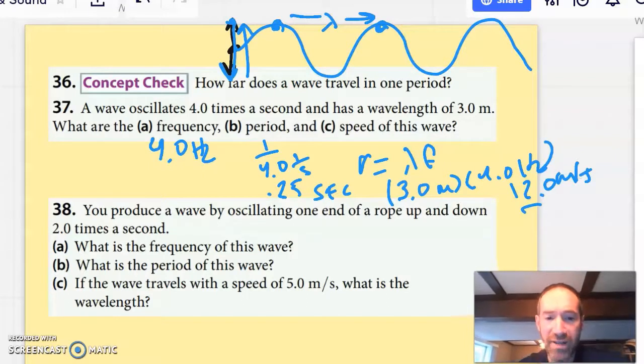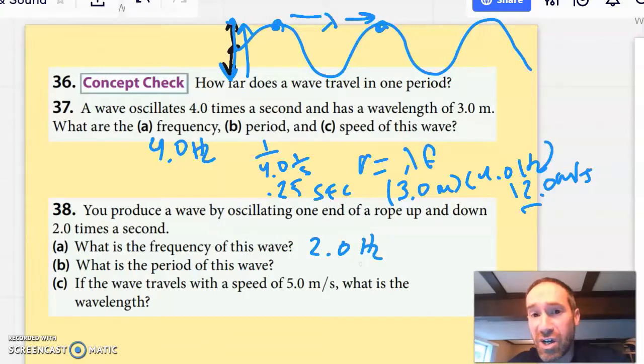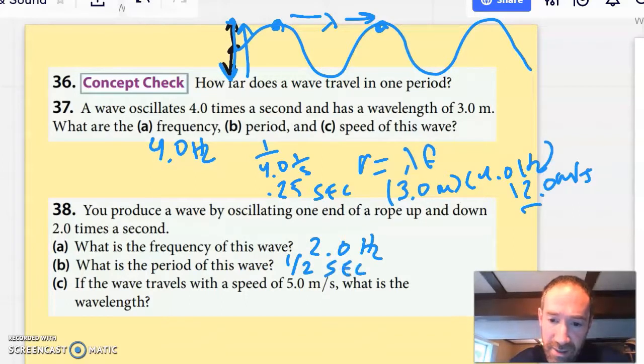On number 38, it says you produce a wave by oscillating the end of a rope up and down 2 times a second. What's the frequency? Well, that is the frequency. 2 times per second is 2 hertz. What's the period? Remember, that's the time for each oscillation to happen. And so if you're doing it 2 times a second, each one is taking 1/2 of a second. That's also the reciprocal of the 2 hertz.